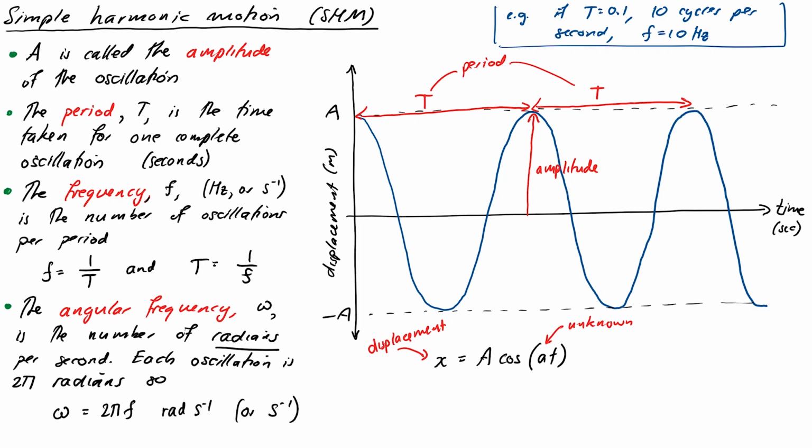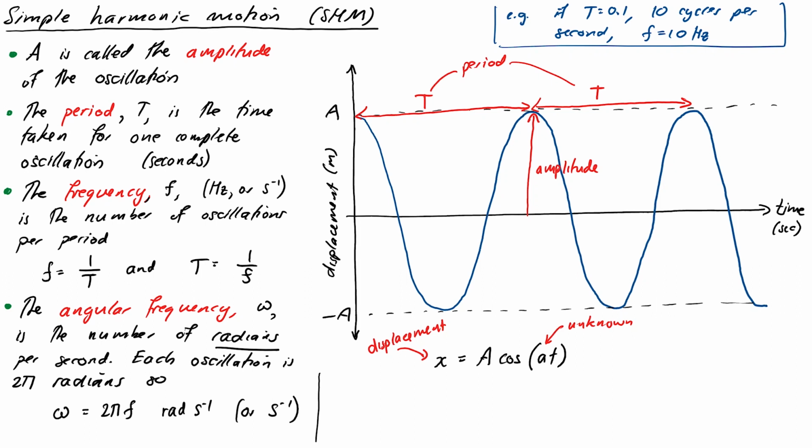Alright, so let's get back to our mass on the spring. So we decided that our formula should look something like x is equal to A times cosine of little a times t, where we have no idea what little a is yet. That was just an educated guess that it might look like that.